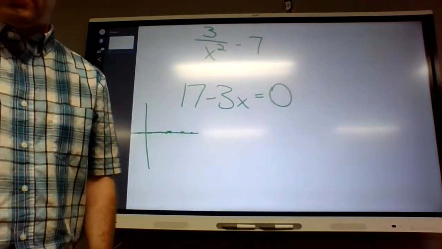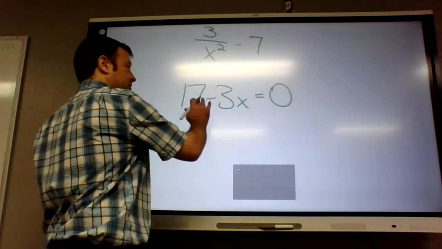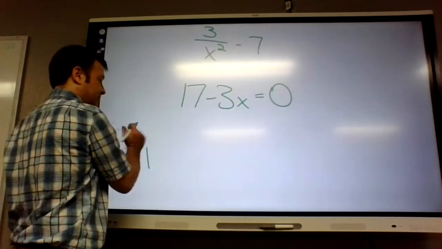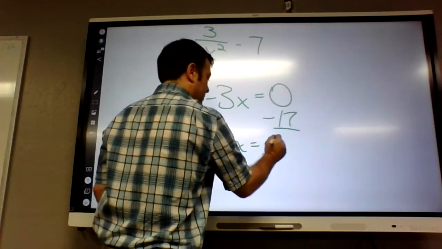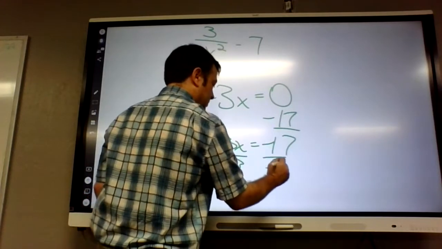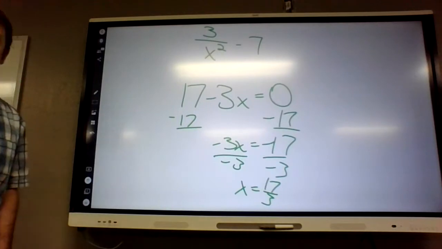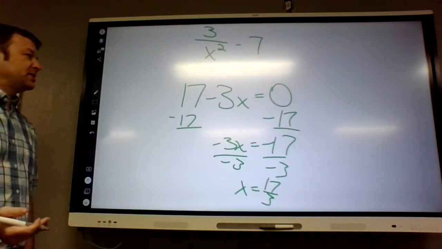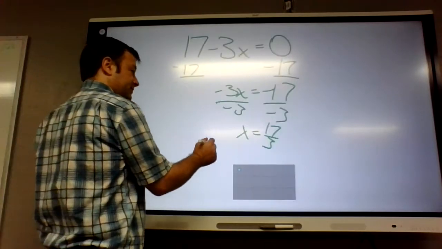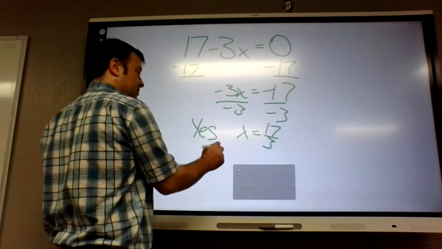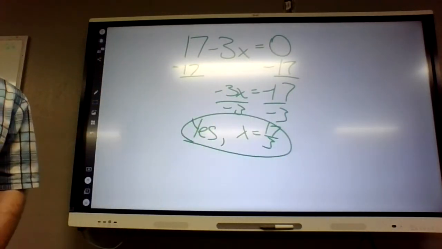There. All right. Okay, so we're finding the zero of the function, so you just set it equal to 0 and solve for x. And we're supposed to say, is it a function? Yes, because we're not dividing by x or anything on it, so it is a function.